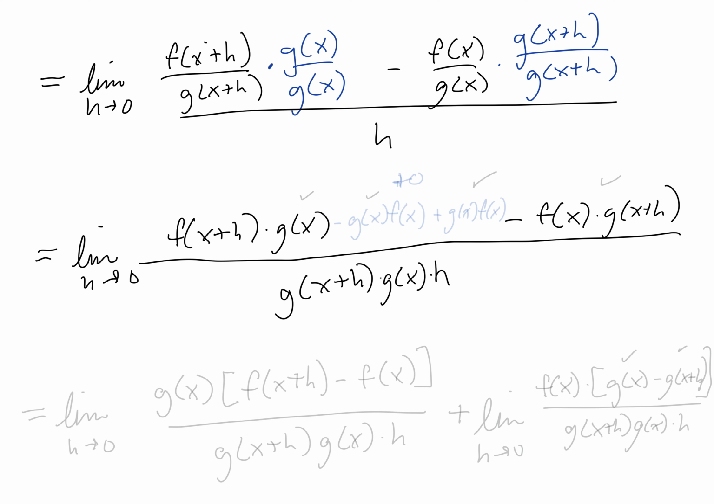And now we're going to add and subtract the same thing in the middle. So let's subtract g of x times f of x, and also add g of x times f of x. And so we've just added 0, which is okay to do. Mathematically we have not changed that expression at all. And so let's again continue to simplify.